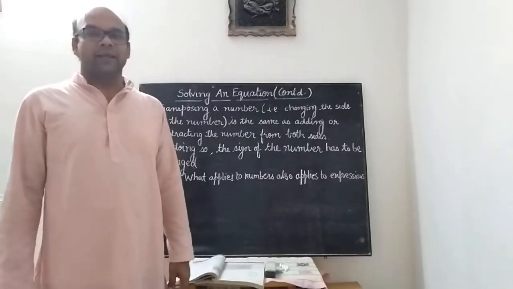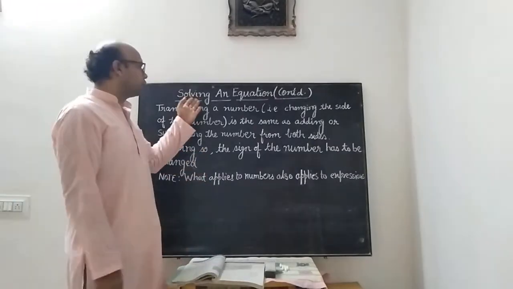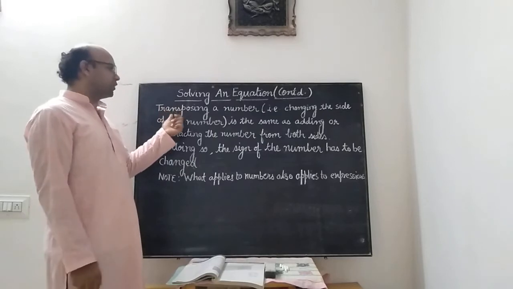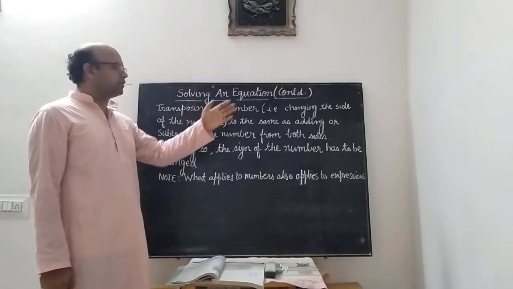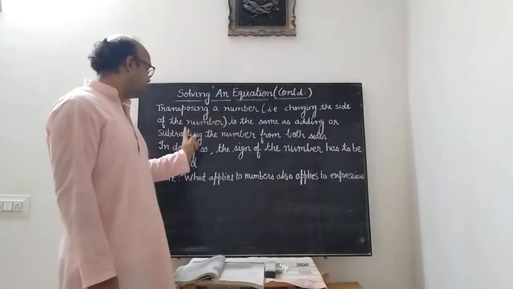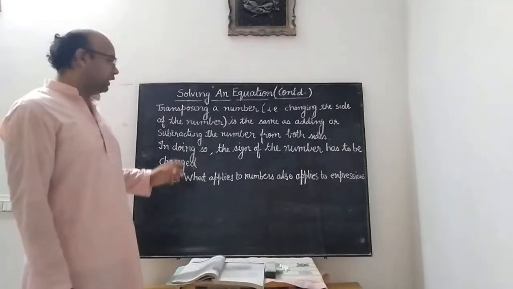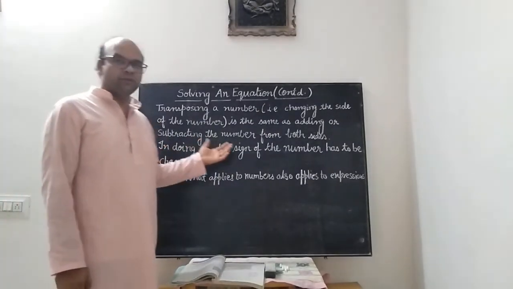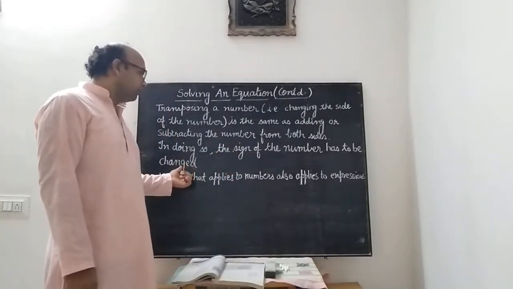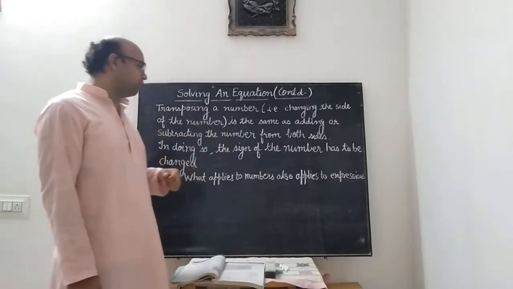Hello students, in this video we will be continuing our discussion on solving an equation. We will be discussing transposing a number. What it means is changing the sign of the number, which is the same as adding or subtracting the number from both the sides. In doing so, we change the sign of the number.